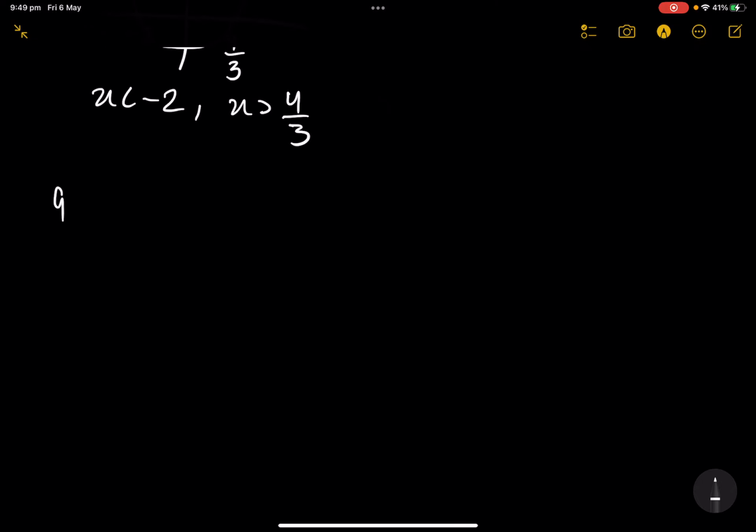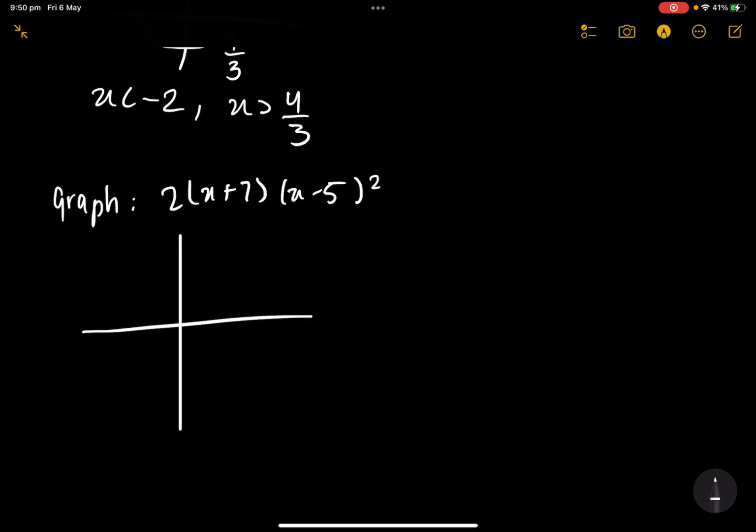And we have the graph. So we can just finish this. So this is just simply at -7, and this should be at 5. It's a double root here. And that's pretty much it. And it's a cubic going from this general direction. We know it's a single root here, double root here. Just a rough sketch.